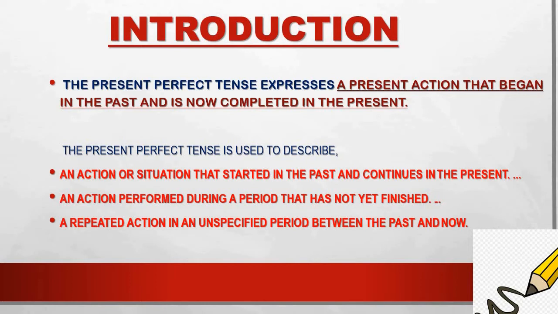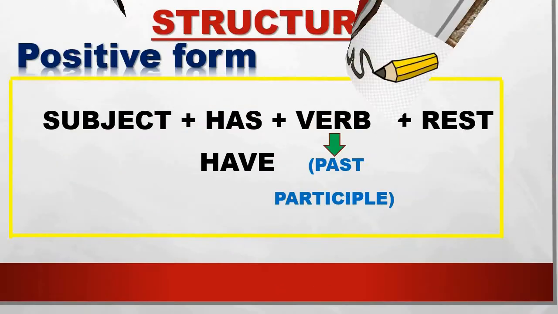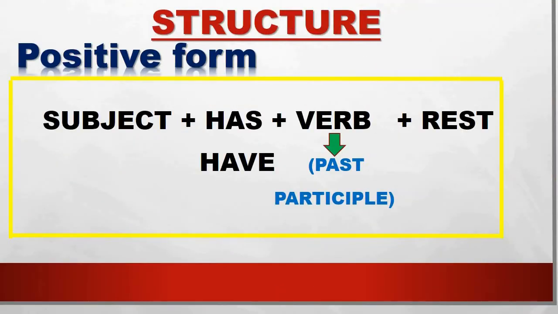When we learn the next slides, you can get the idea about this tense and the structure and the examples also. In this tense, we have to talk about three forms: positive form, negative form, question or interrogative form. So, first we have to learn positive form, and this is the structure.